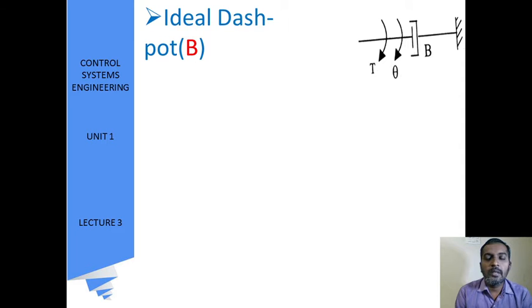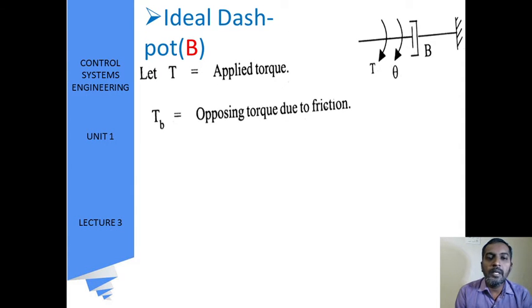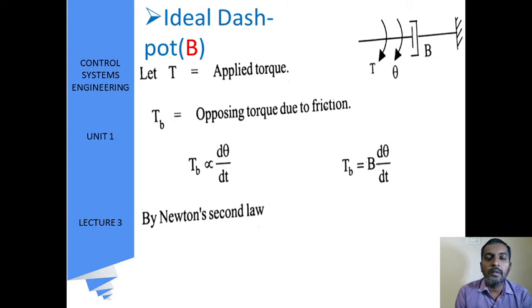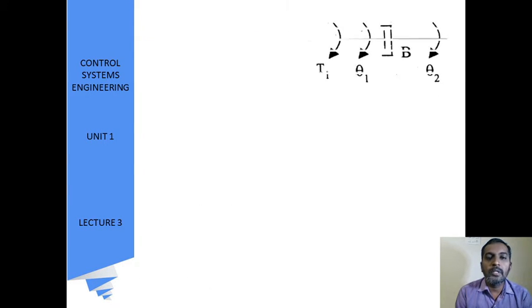Coming to the next one, that is the ideal dashpot. Let us assume that T is the applied torque and Tb is the opposing torque due to friction. Therefore, the opposing torque due to friction is directly proportional to d theta by dt, and it can also be written as Tb equals B into d theta by dt. Therefore, by Newton's second law, T equals Tb equals B into d theta by dt.